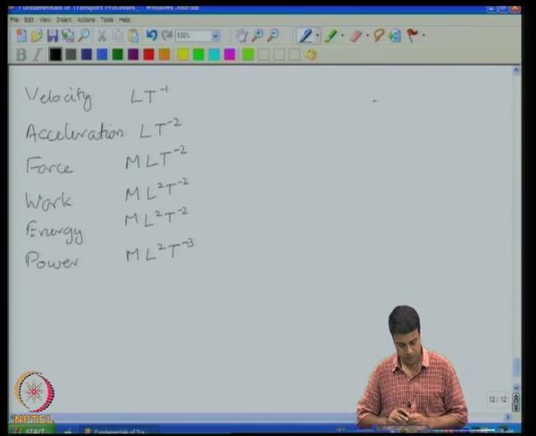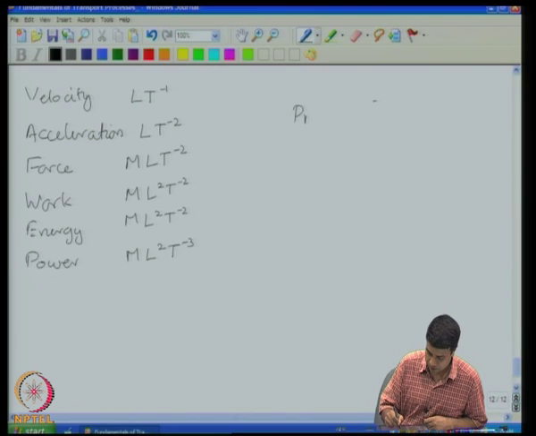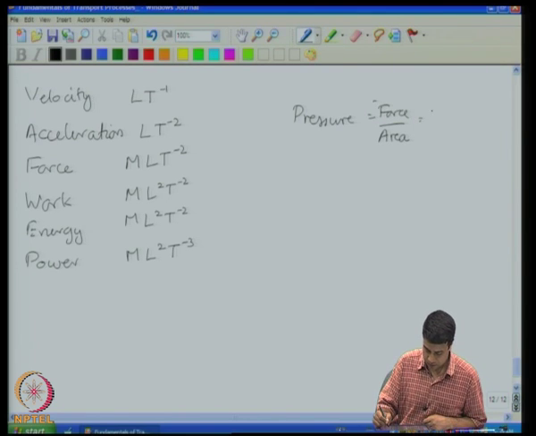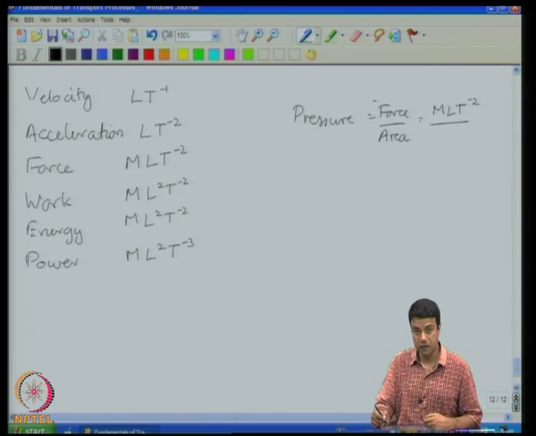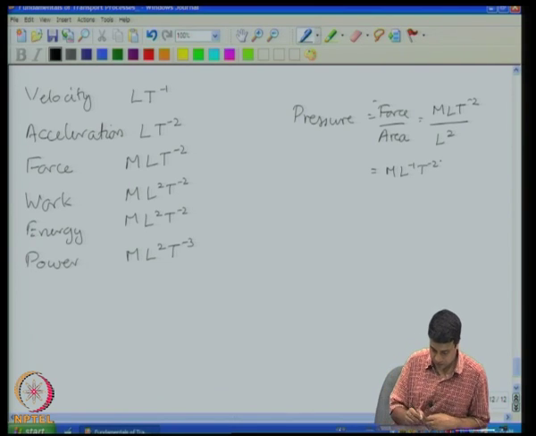Okay. So, now let us look at some dimensions of some quantities that will be of interest to us in the present course. The pressure acting on a surface is the force per unit area. Pressure is equal to force by area, which is equal to m L t power minus 2 divided by the area. Area has dimensions of the square of length, L square. So, this is equal to m L inverse t power minus 2.